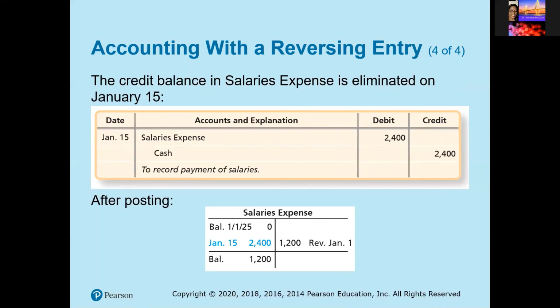Salary expense has a debit balance of $1,200, which is correct and represents only the January salaries. The payment of salaries covered two periods: $1,200 related to 2024 and $1,200 related to 2025. So the salaries expense account should only contain the amount that relates to 2025.